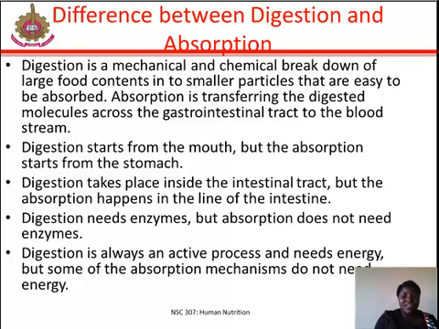Also, most of the digestion takes place at the duodenum, whereas absorption occurs mainly at the ileum and the jejunum. Absorption operates on both simple molecules of digestive and non-digestive matter, while digestion functions upon large and complex digestive matter only.